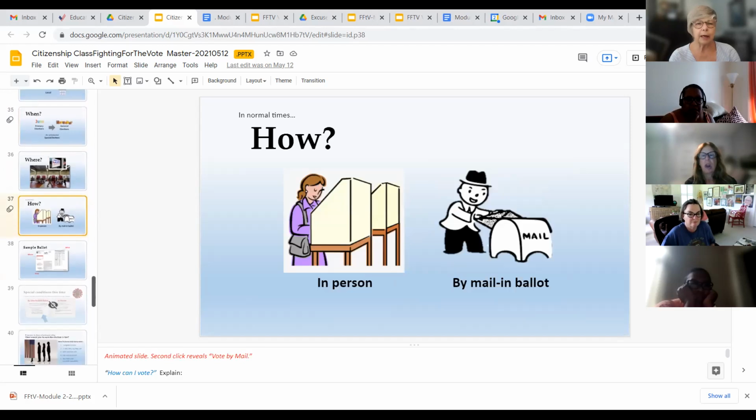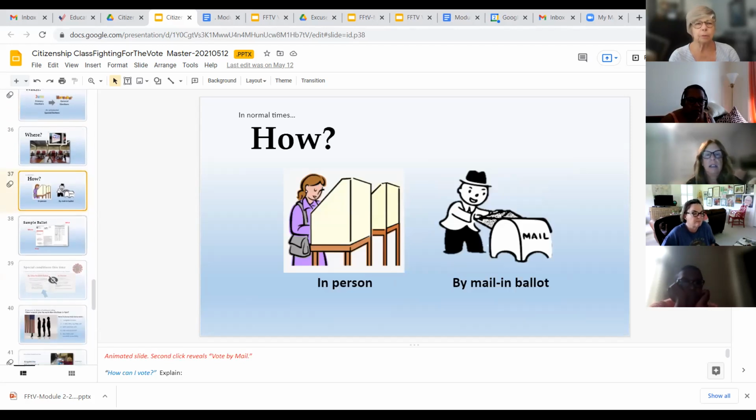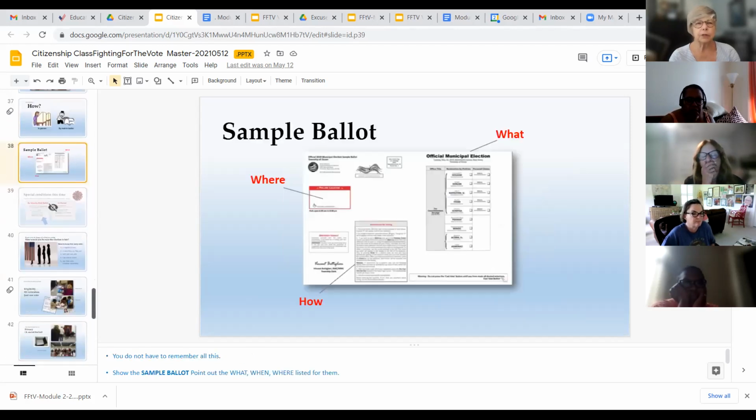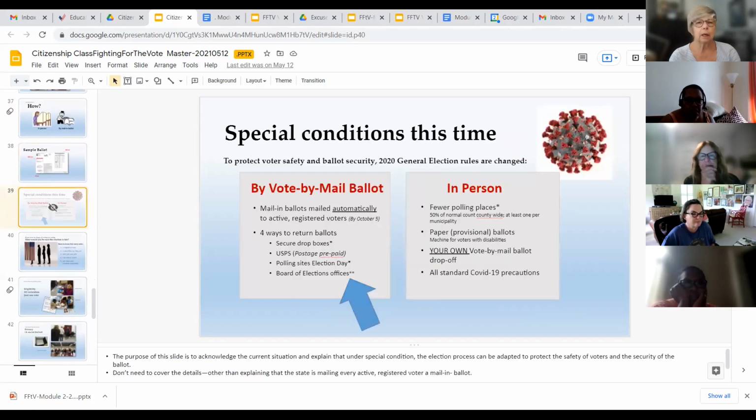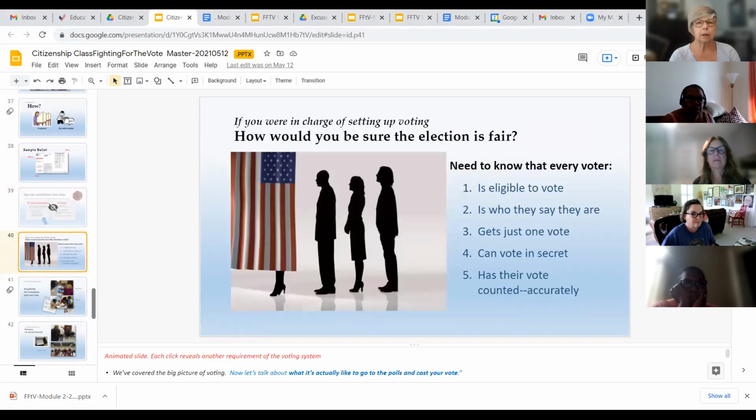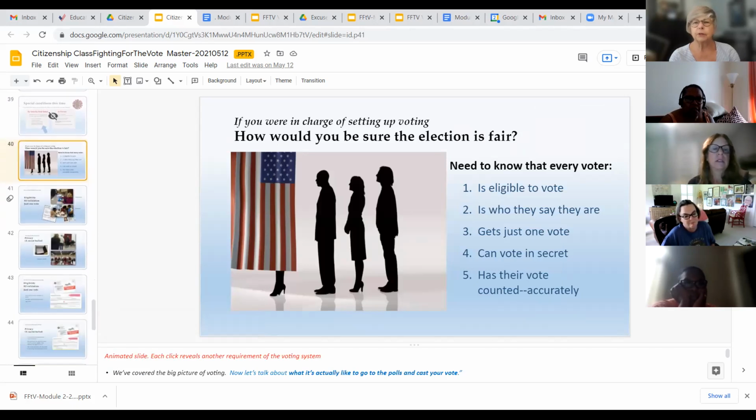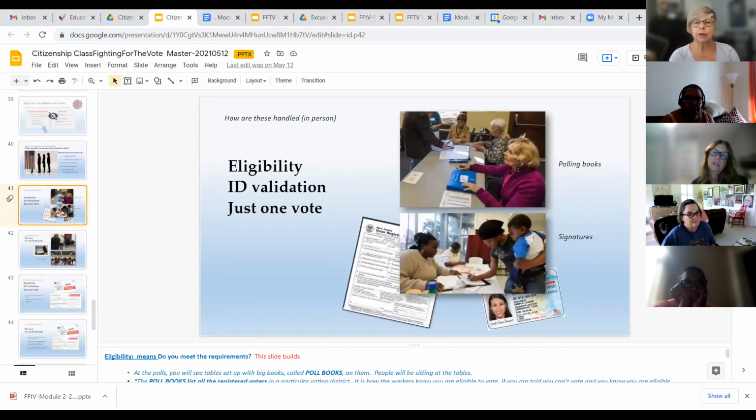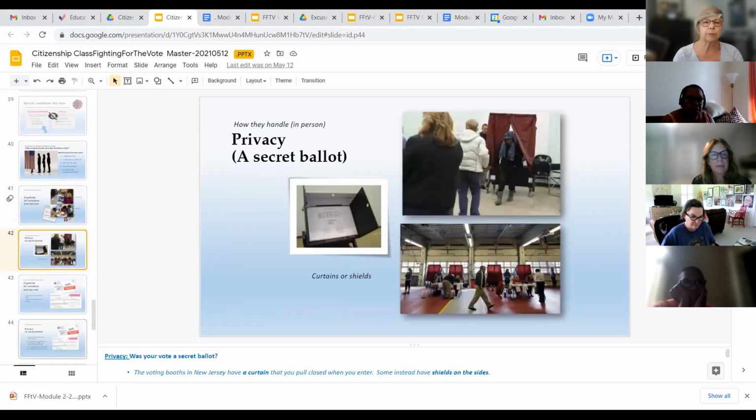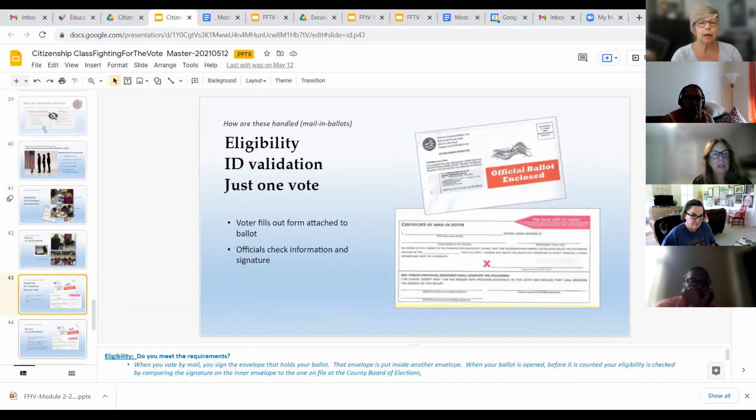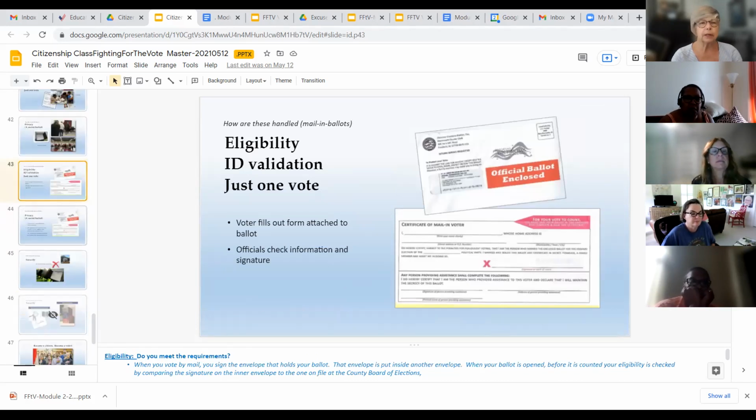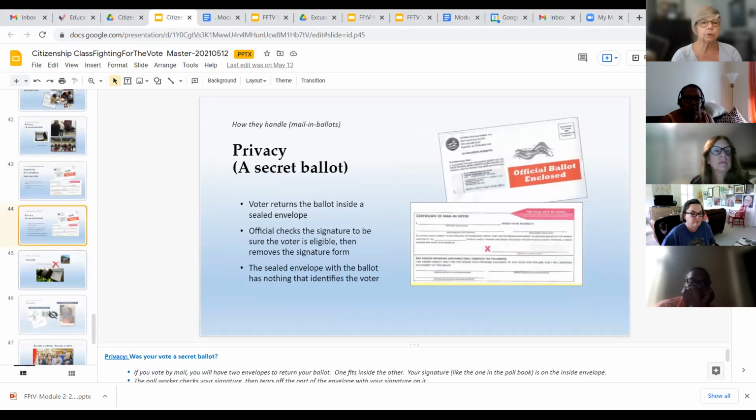And then we go through the how. You can do it in person or by mail. We show them what the sample ballot looks like. That one's hidden. The reason that we do certain things: to be sure the election's fair, talk about eligibility and where the signature comes from and so forth, and why the screens are there and why the curtain is there. This is what the vote by mail ballot looks like and how it's kept secure.